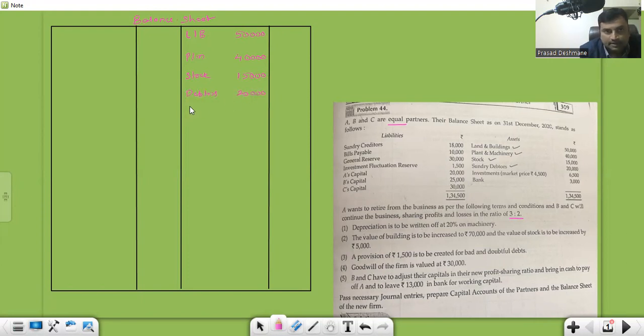Investment. See, there's a hidden adjustment given for investment. Investment value is 6,500, and in bracket they have mentioned the market price of the investment is 4,500. So it means it is reduced by 2,000. It becomes 4,500. Okay. So whenever we have a reduction in the asset, we are going to put it in the reval, right? We are going to put it in the reval generally, right?